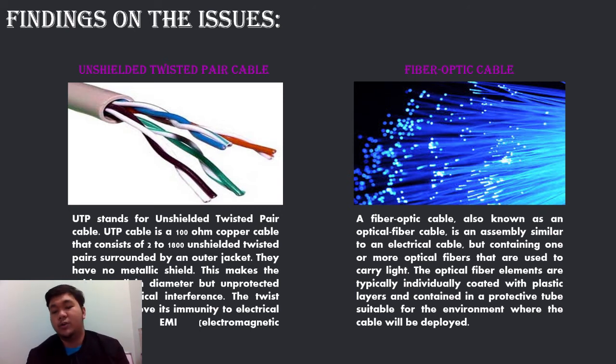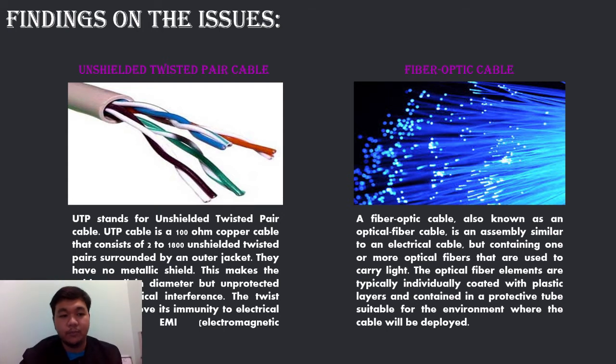And finally, we have the fiber optic cable. A fiber optic cable, also known as an optical fiber cable, is an assembly similar to an electrical cable but containing one or more optical fibers that are used to carry light. The optical fiber elements are typically individually coated with plastic layers and contained in a protective tube suitable for the environment where the cable will be deployed. Talking about fiber optic cable, nowadays it's quite popular. Before we only had Unifi, but now we have Celcom, Maxis, and other telcos that provide fiber optic cable to provide the fastest internet connection.